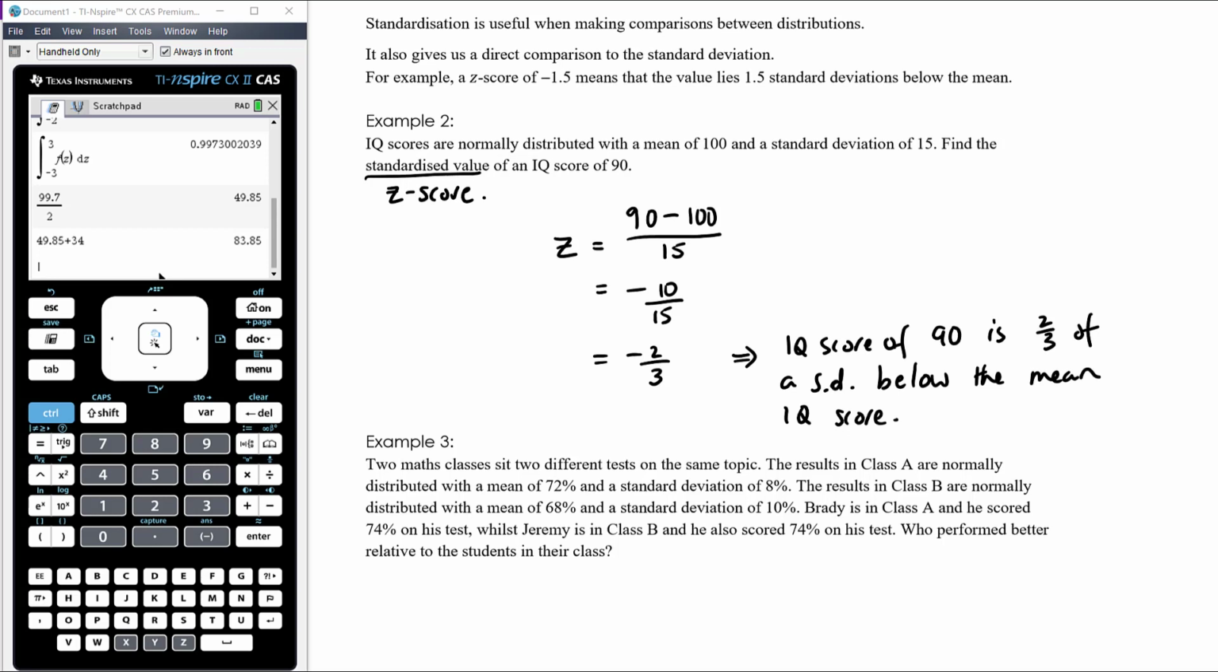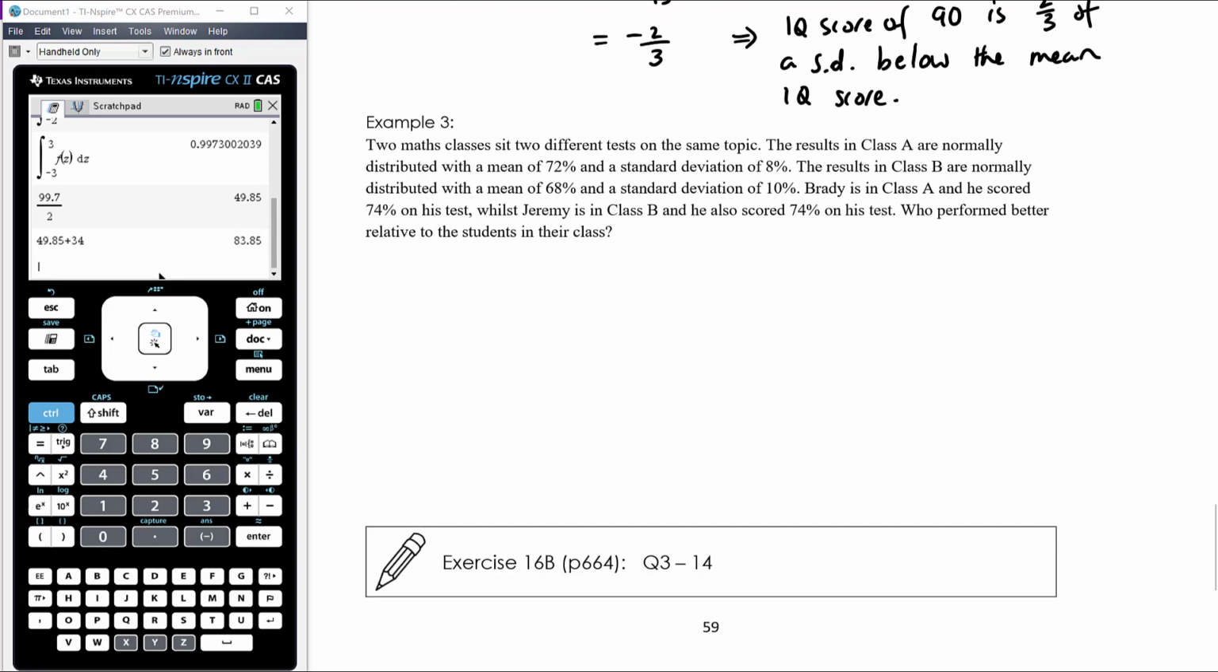As I said, the other reason we might want to standardize would be to make comparisons across two distributions. So let's say, for example, two maths classes sit two different tests on the same topic. The results in class A are normally distributed with a mean of 72% and a standard deviation of 8%. The results in class B are normally distributed with a mean of 68% and a standard deviation of 10%. Brady is in Class A and he scored 74% on his test. Jeremy is in Class B and he also scored 74% on his test. But who performed better relative to the test they were doing?